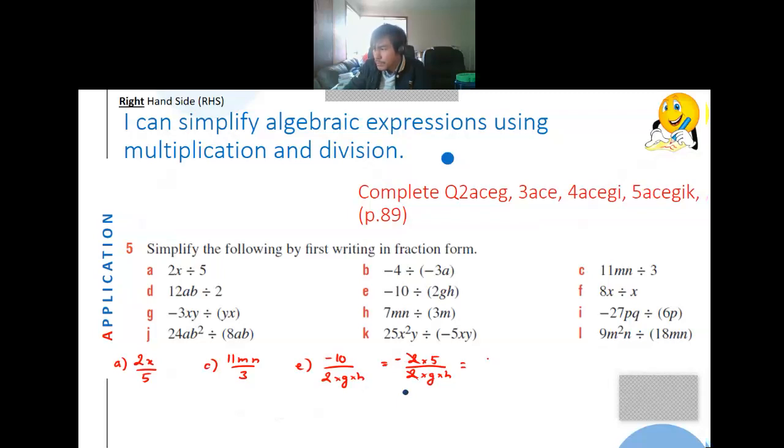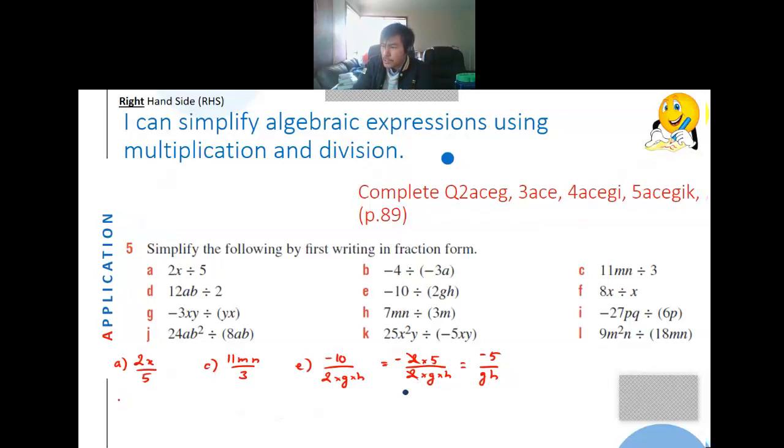So what do we have left? Well, at the top, I have a negative and a 5. So that's going to be negative 5. Okay, do not forget the negative sign. We leave it alone before, but it's not gone. It's still there. So remember that we have a negative sign there. So negative 5, and at the bottom, we've got GH.